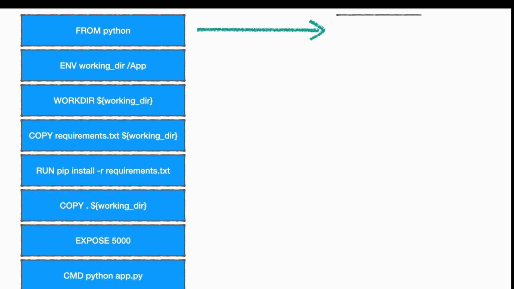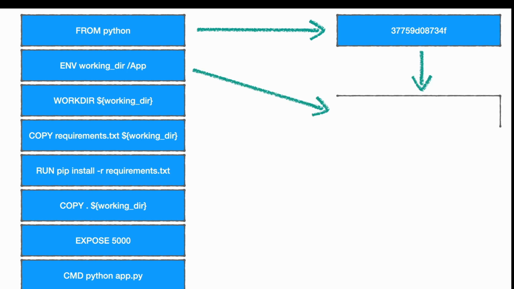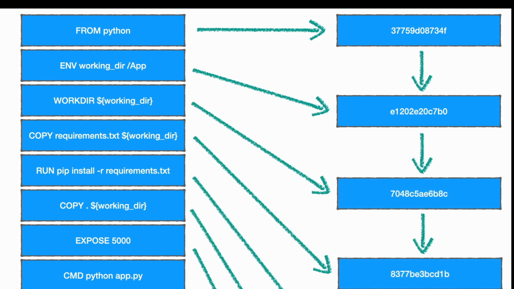So first, it will execute the first command, and after it executes, it creates the Docker image of the first command. Then it goes to the next command. It will execute the second command based on the first Docker image and create the second Docker image here. And this process will keep going on until it executes the last command. And after that, it will finish the Docker building process.